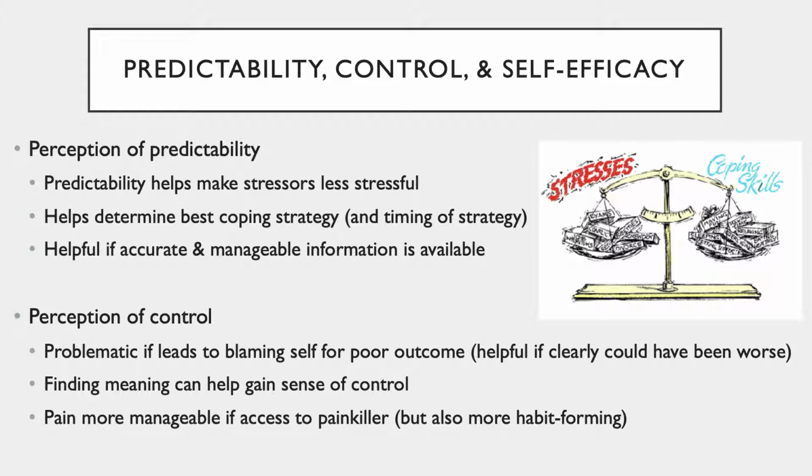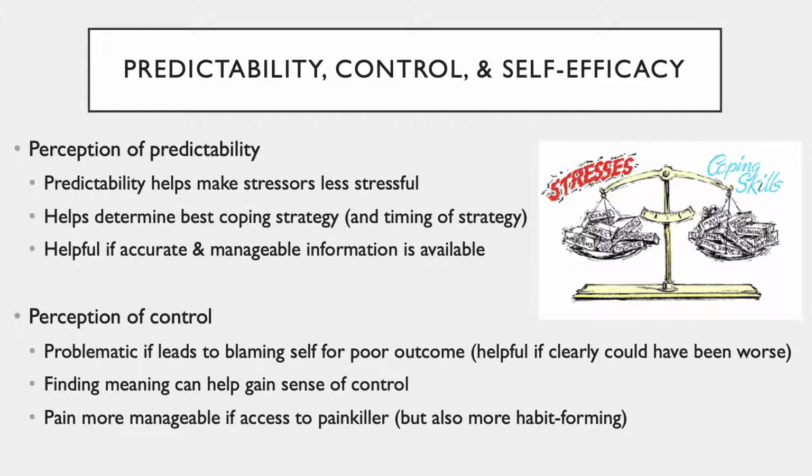In terms of perception of predictability, in general, as human beings it helps us feel more in control, which is part of the relationship here. Predictability helps make stressors seem less stressful. We like to think we know what's coming. Predictability is also helpful in that it gives us some clues about what our best coping strategy might be and the timing of that strategy, that is, when we need to implement it and how long we might expect to implement it for.